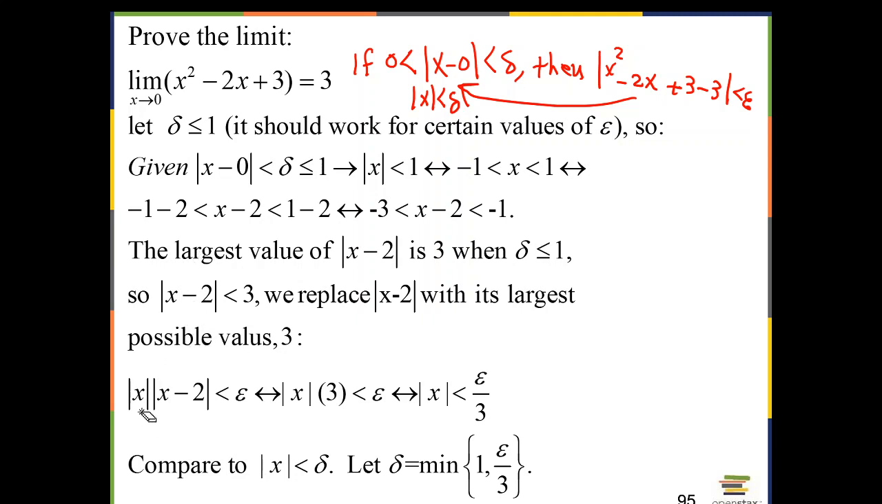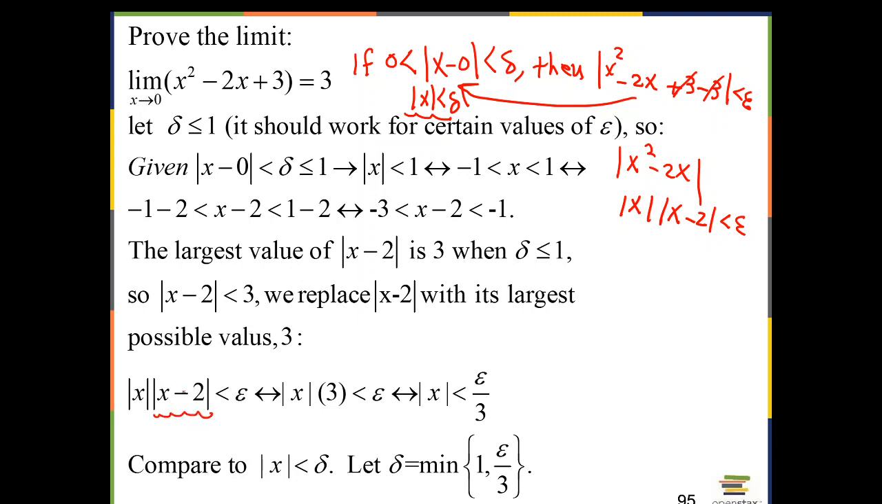We get absolute value of x, because 3 and 3 cancel. So we end up with x squared minus 2x again, which is absolute value of x times x minus 2, right? So we get that. Now notice again, we're not going to be able to get that. This is what we want. We want absolute value of x by itself. What we have in our way is absolute value of x minus 2. We have to get rid of that.